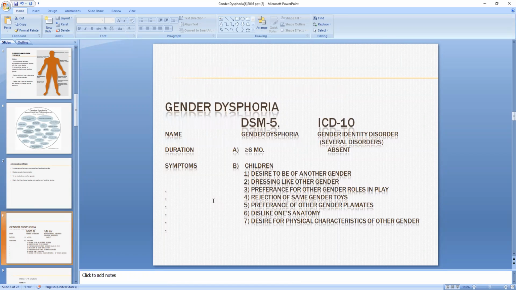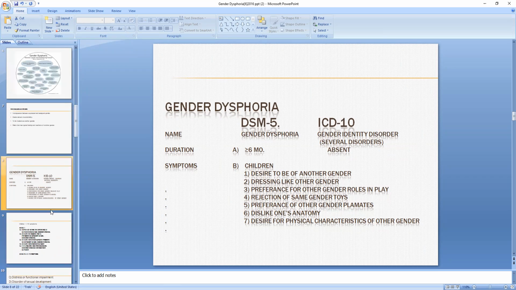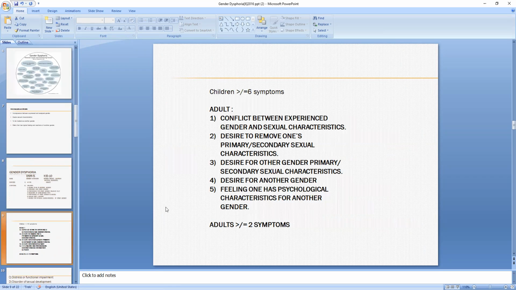Gender dysphoria in DSM-5 is called gender dysphoria; in ICD-10 it is called gender identity disorder. Several disorders are absent in ICD-10. In gender dysphoria, the duration is more than 6 months. In children, at least 6 symptoms must be present among these: desire to be of another gender, dressing like the other gender, preference for other gender roles in play, rejection of same gender toys, preference for other gender playmates, dislike of one's anatomy, and desire for the physical characteristics of the other gender. This is for children, and in adults, 2 or more symptoms must be present among these 5 symptoms.